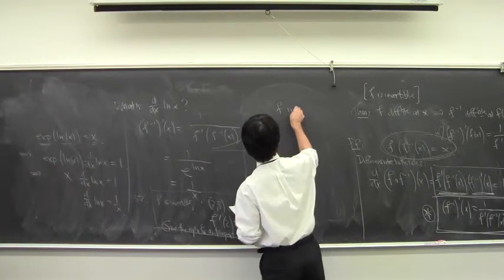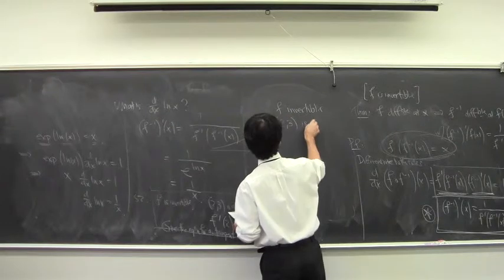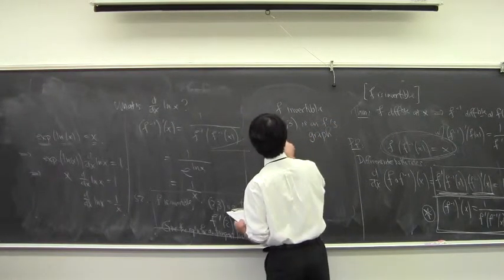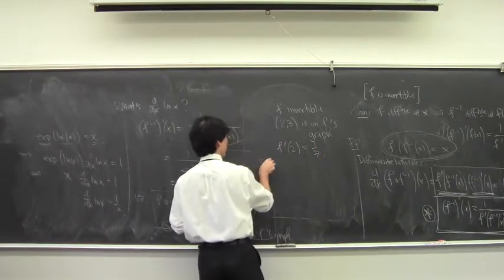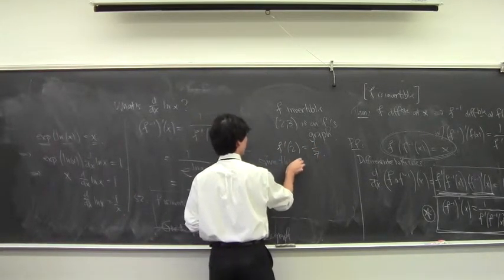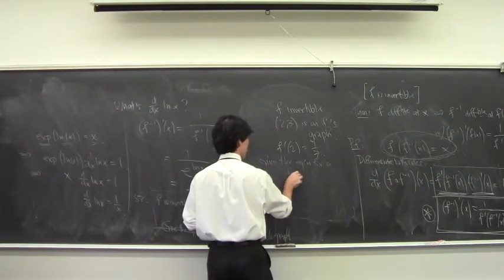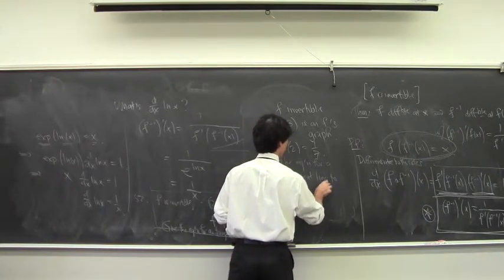So f is invertible. 2, 3 is on f's graph. And f prime at 2 was 1/7. Give the equation for a tangent line to f inverse's graph.